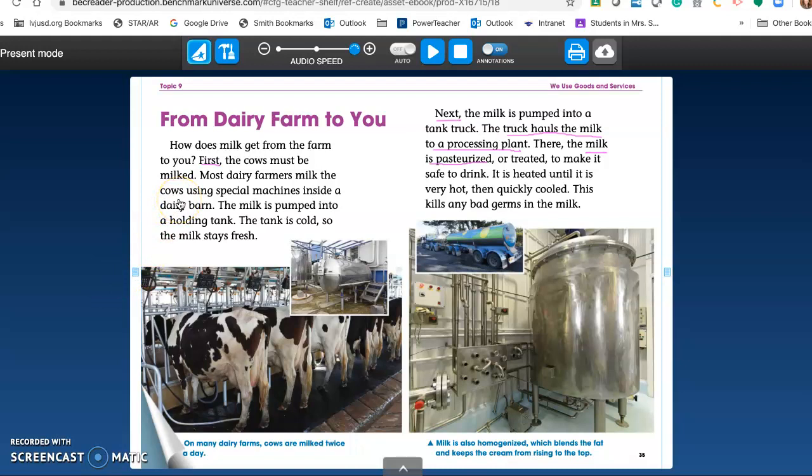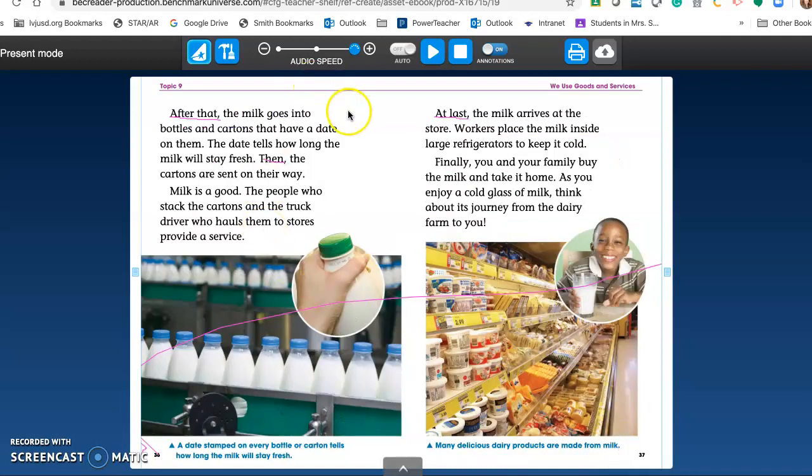First, the cows must get milked. Then the milk is pumped into a holding tank. Next, the truck hauls the milk to a processing plant. Then it is pasteurized. After that, it gets bottled and dated. Then the cartons are sent on their way. And finally, the milk arrives at the store.